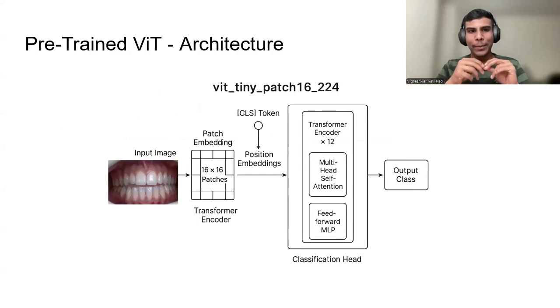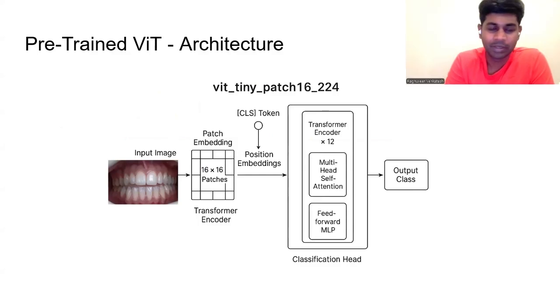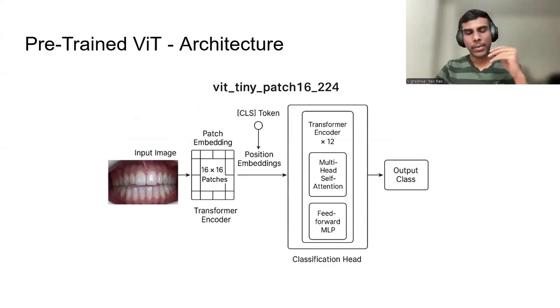This is our pre-trained ViT architecture. As we mentioned in the previous slide, we converted an input image into a tensor of size 3 by 224 by 224. And then we are using a patch embedding, which consists of 16 by 16 patches.